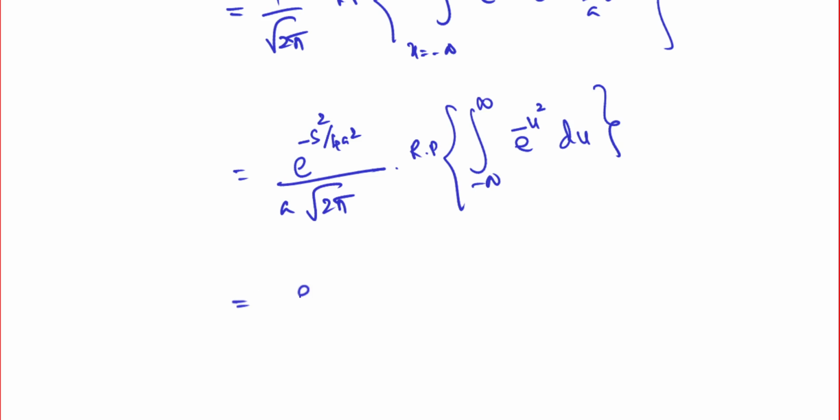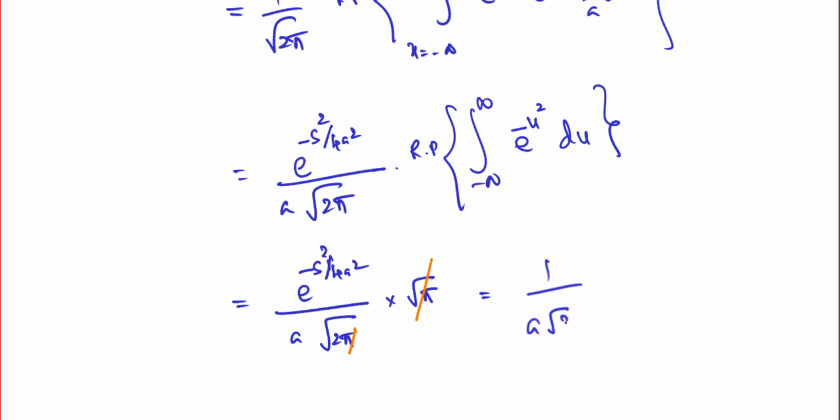So therefore this is equal to e to the power minus s square divided by 4a square, divided by a, into square root of 2 pi into square root of pi, its real part, which is square root of pi itself, right? Because the real part of a real number is the same number. So that will get cancelled with this pi here, and hence what we will get as an answer is simply 1 divided by a into square root of 2 into e to the power minus s square by 4a square. So that's my Fourier cosine transform of e to the power minus a square into x square.